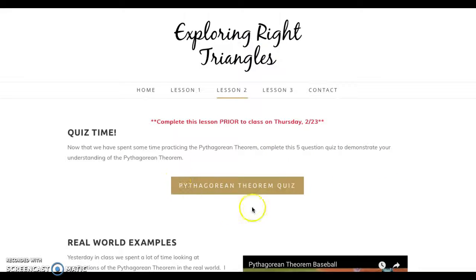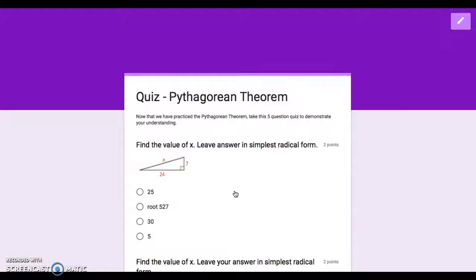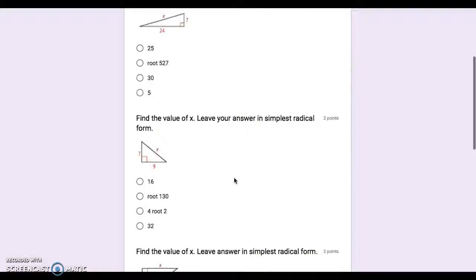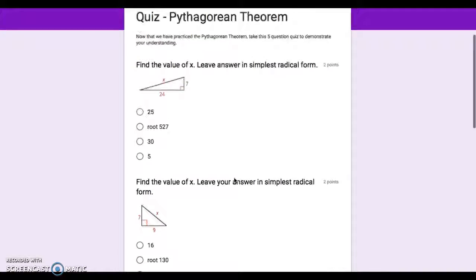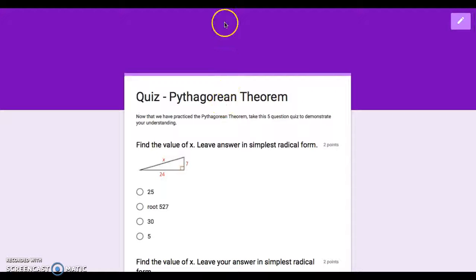You will, however, have this take-home quiz that, once again, is in the form of a Google form for you to complete before coming to class. This means you are not rushed on time. You may use your notes. It's just to make sure that you have an understanding of the Pythagorean theorem. There are 5 questions that will need to be finished before coming to class the next day.